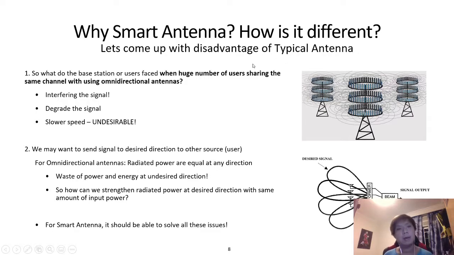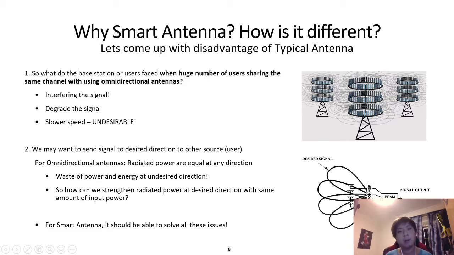So let's come up with some disadvantages of the typical antenna first. What if we use an omnidirectional antenna when a huge number of users are sharing the same channel? They will interfere with the signal between each other, and they will degrade the signal, and last but not least, they will slow the speed, which is undesirable for all of us.